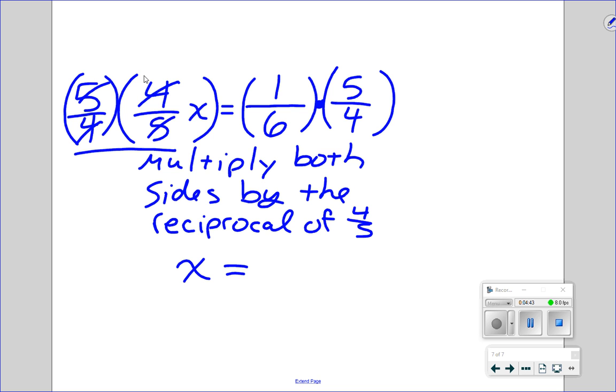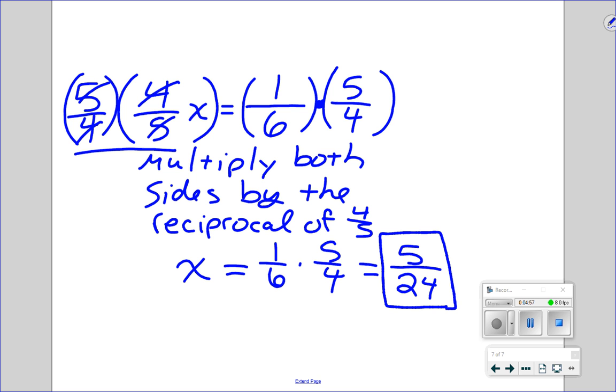And on the right side, I'm doing 1/6 times 5/4, and you just multiply straight across for fractions. So 1 times 5 is 5. 6 times 4 is 24. You can always check, make sure you can't simplify that. And that's your answer if you can't simplify it. So when we are having to divide fractions in that last step, we're going to multiply by the reciprocal.